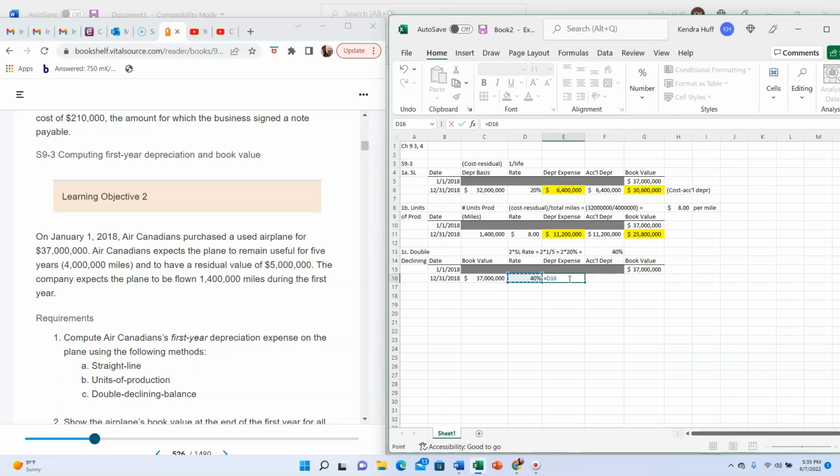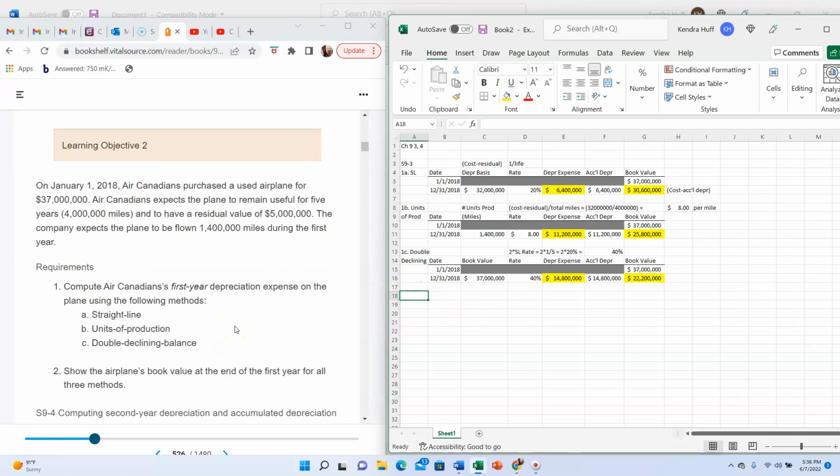Multiply it out. So depreciation expense the first year is 14,800,000. Notice it's the highest of the three. It's actually a little more than double the straight line because you're applying it to book value. So it's a little more. And then accumulated is just the same. And then book value is cost minus accumulated. And that's it. We did all of it.